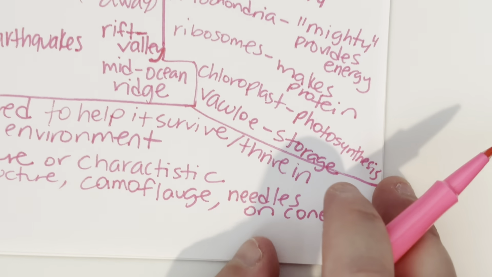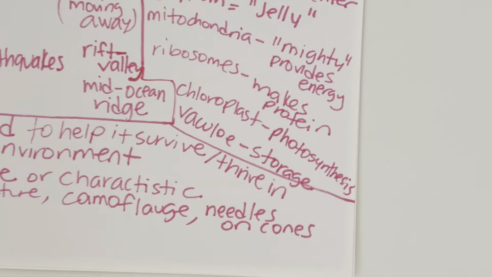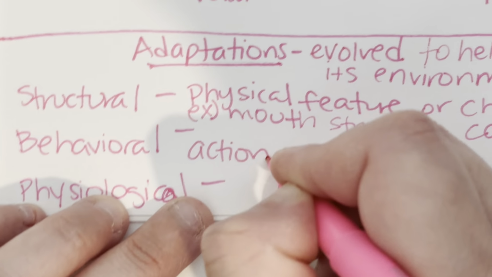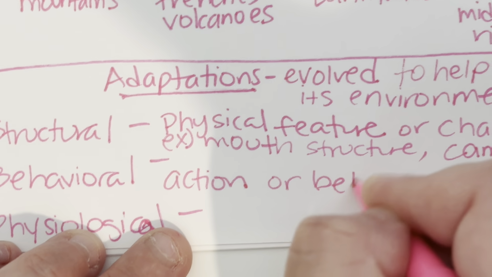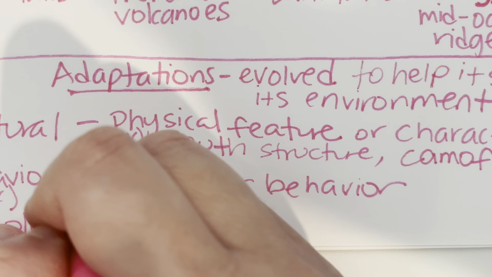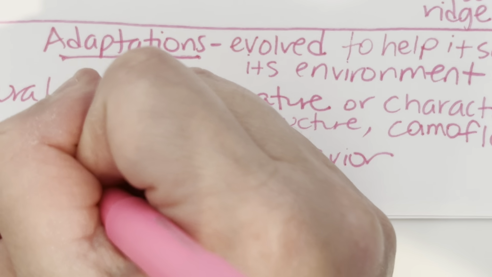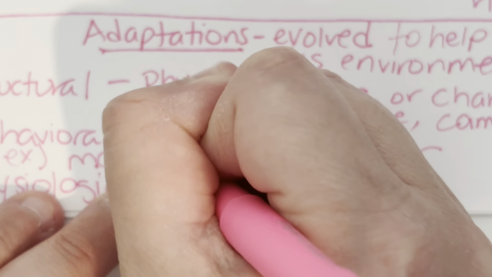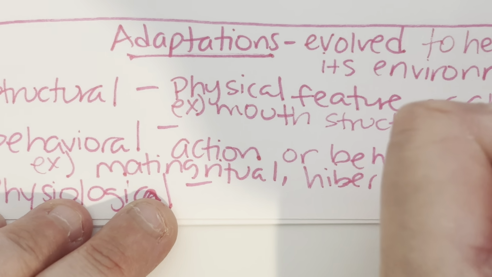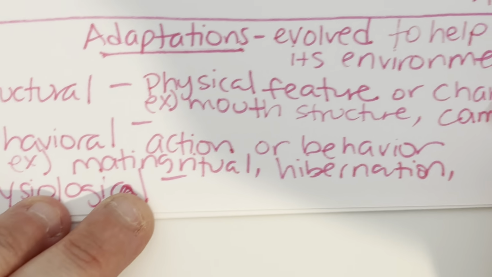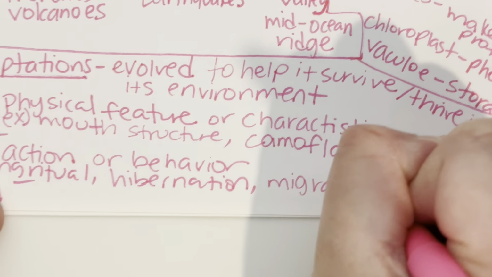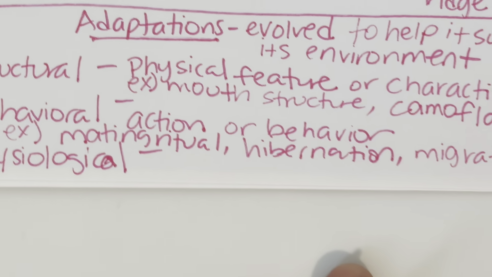Okay, so that is structural. Behavioral is an action or a behavior. An example would be a mating ritual, like peacocks do. Hibernation, migration, like the monarch butterfly. These are actions or behaviors.